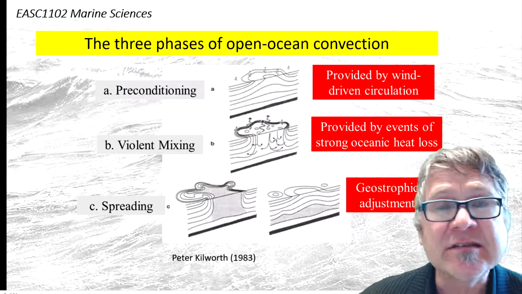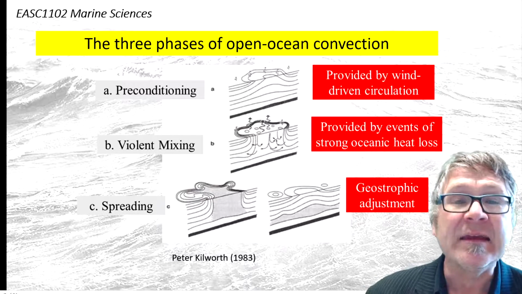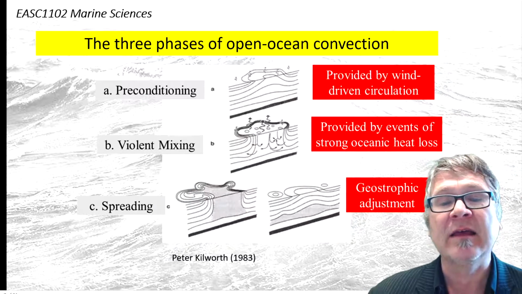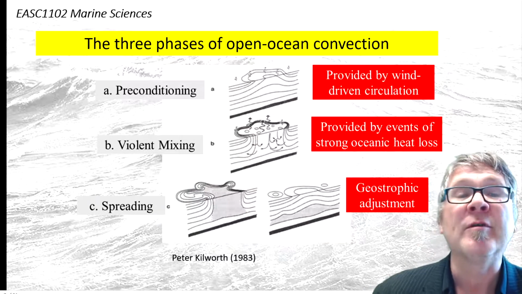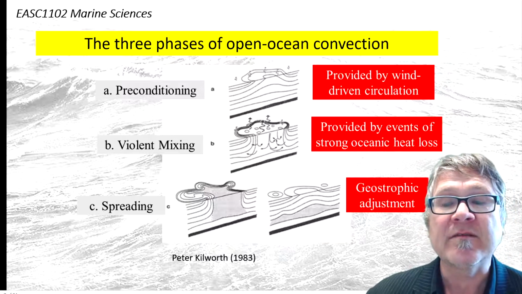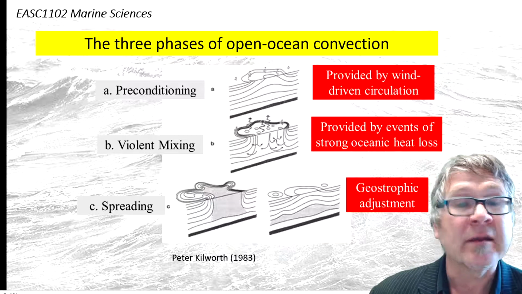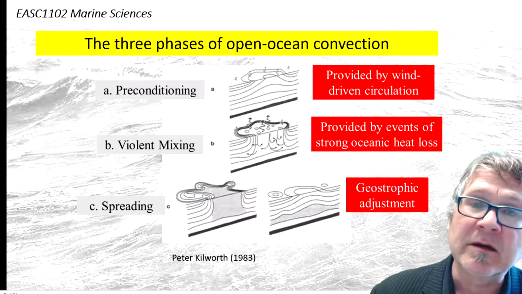So some of the disturbances of the density field that are created over the winter season also remain and might influence what happens in the next winter. So there are three phases of open ocean convection called preconditioning, violent mixing, and spreading. And this all has been proposed by Peter Killworth a while ago.